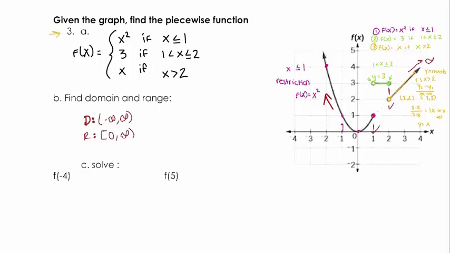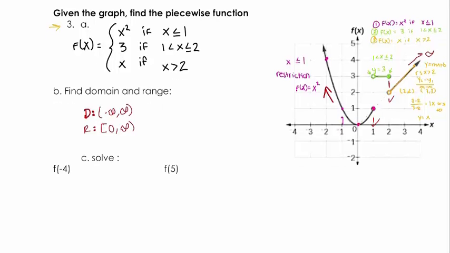And now it is asking us to solve for f of negative 4 and f of 5. So we're going to go ahead and use our piecewise functions that we determined off of our graph and determine what these values are. Looking at our restrictions for f of negative 4, negative 4 is less than 1, so it's only going to fall into our first function's guidelines. So f of negative 4 is equal to negative 4 squared, which is 16.